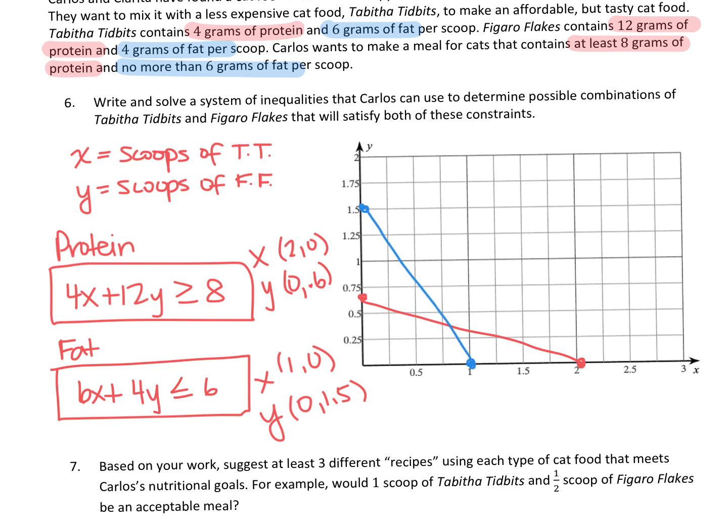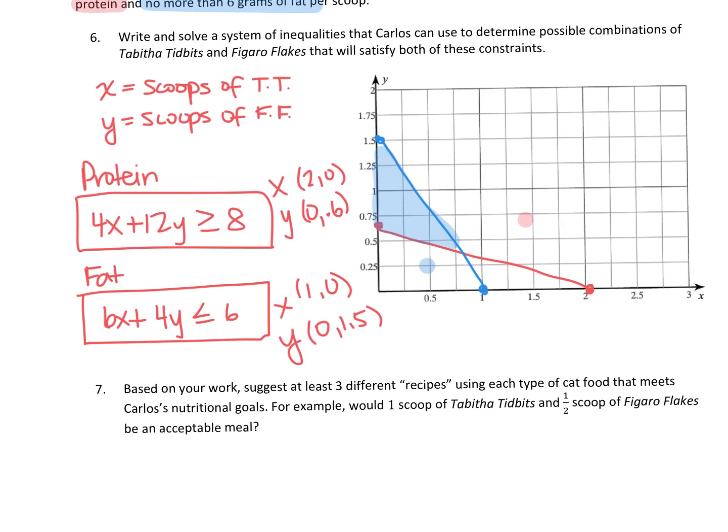Now remember, the protein constraint is the red one, and so that was shaded above. So my two options for above are here or here. And then my fat constraint was shaded below, and that's the blue one. So here or here. You can see it's double shaded in this zone, and that's where I have my solutions.